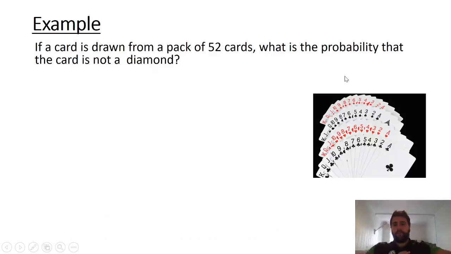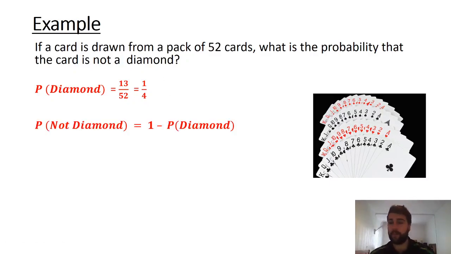So guys, let's look at an example. If a card is drawn from a pack of cards, what is the probability that the card is not a diamond? Well guys, if we remember about a pack of cards, there's 4 different suits and there's 13 cards from each suit. So guys, the probability of picking a diamond is going to be 13 out of 52, because there's 52 possible outcomes, and this simplifies down to a quarter, or 1 out of 4.